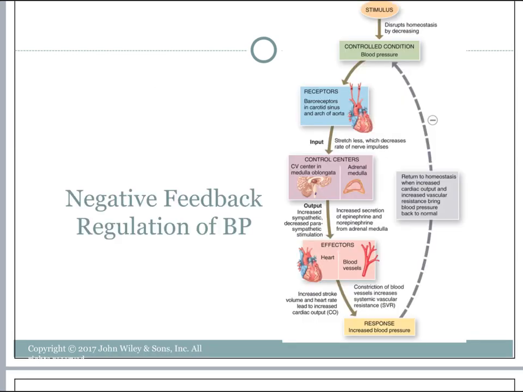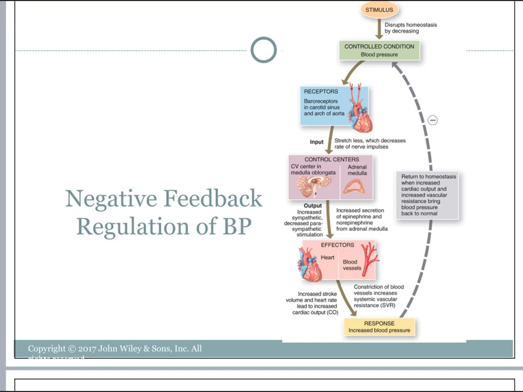Let's look at a negative feedback loop for the regulation of blood pressure, kind of put it to cycle. So we start with the stimulus that's going to disrupt homeostasis by decreasing blood pressure. The baroreceptors in the carotid sinuses and the arch of the aorta detect this. They stretch less, which decreases the rate of nerve impulses. Then we have our control centers. Our cardiovascular center in the medulla oblongata and the adrenal medulla are going to increase output. So we get increased sympathetic by suppressing and decreasing parasympathetic stimulation. Increased secretion of adrenaline from the adrenal medulla, which affects the heart and the blood vessels.